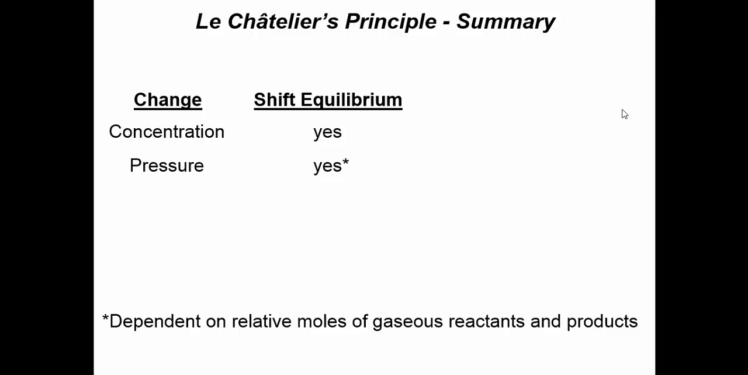The direction that the equilibrium will shift depends upon the ratio of the gaseous reactants and products. And so we'll talk about that when it comes up. But to make that shift happen, certain conditions have to be met. Now, volume, yes, it will shift equilibrium, but you've got to think here.